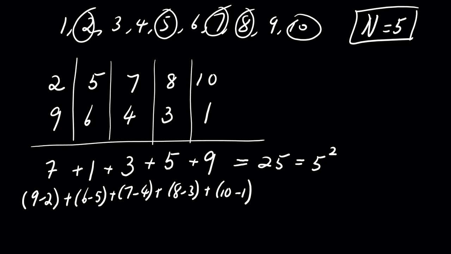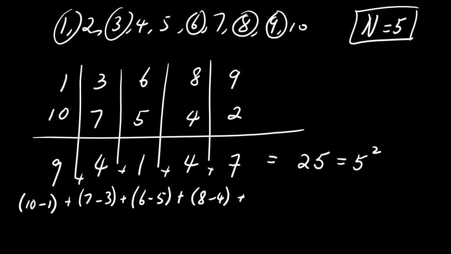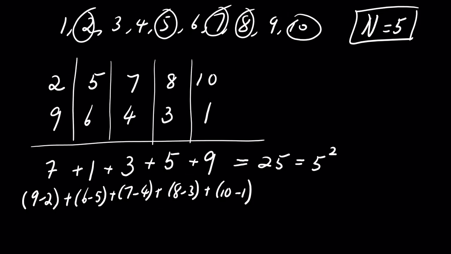Similarly, for the second example, 9 equals 10 minus 1, 4 is 7 minus 3, 1 is 6 minus 5, 4 is 8 minus 4, and 7 is 9 minus 2. Is there anything in common between these two examples? Do you notice that the first numbers are always from the second half of the digits 1 to 10, which is 6, 7, 8, 9, 10? So we may ask, is this always true?